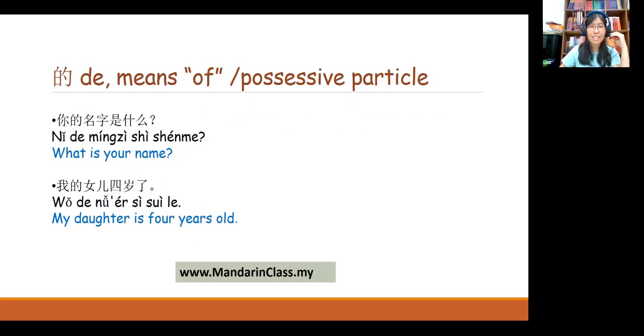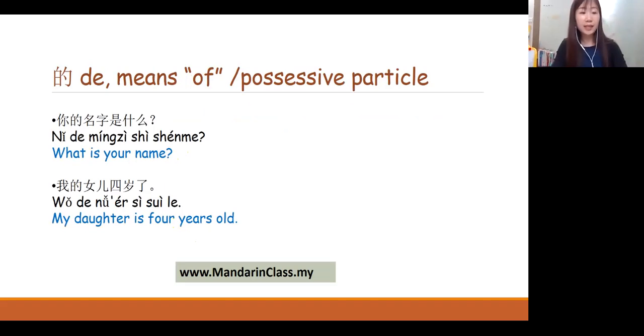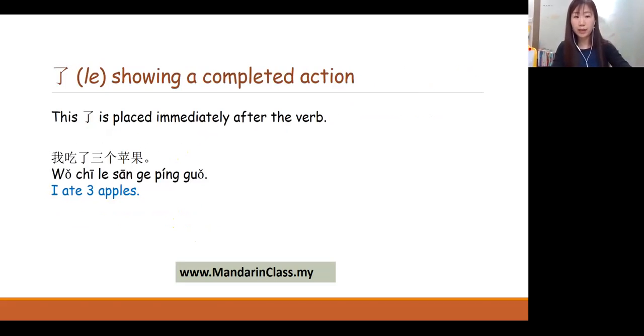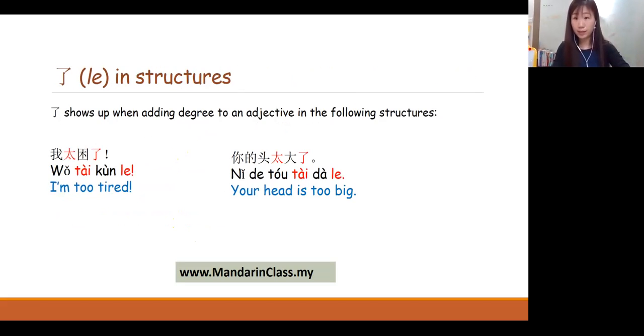了 is actually very simple. It is just for something that is past tense or past present. Most of the time we put the word 了 at the end of the sentence, not at the end of the verb. But this 了 here is in structures. So we said 我太困了, and 太 and 了 actually combine together and become an adverb, and we put the adjective in between.